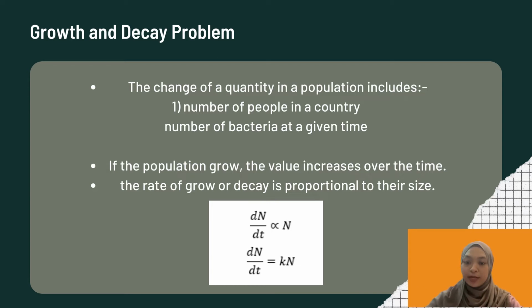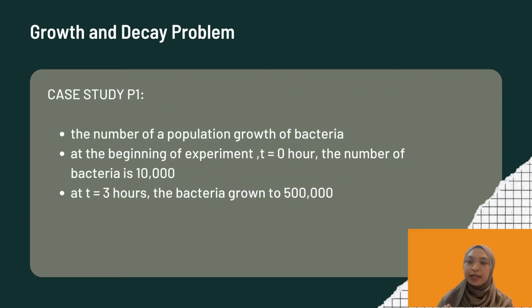And the rate of growth or decay is proportional to their size, and we can know this from the equation below. For P1, we know that the question stated the population growth of bacteria. So at the beginning of the experiment, which is T initial, 0 hours, the number of bacteria is 10,000 cells. And after 3 hours, the bacteria have grown to 500,000 cells.